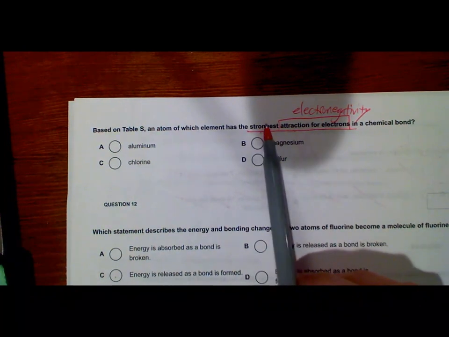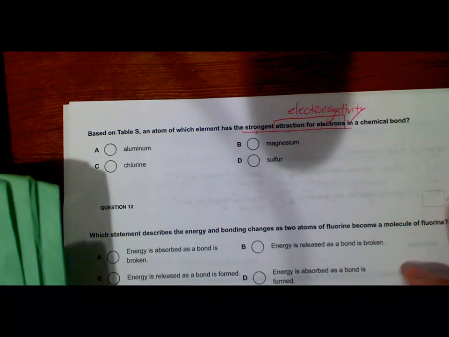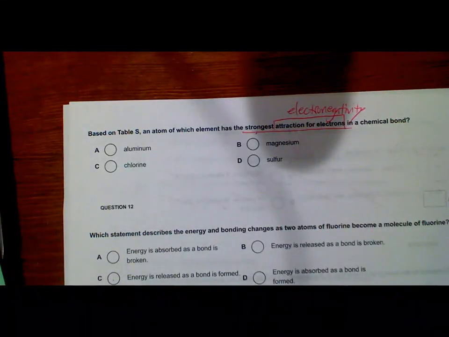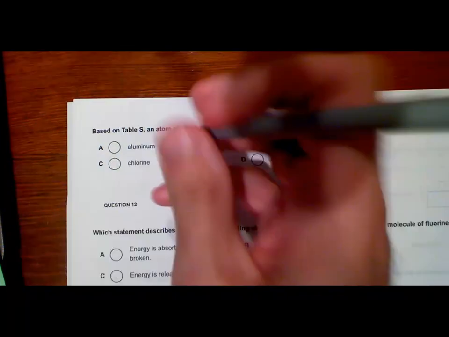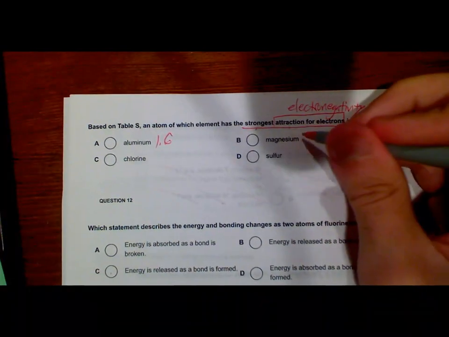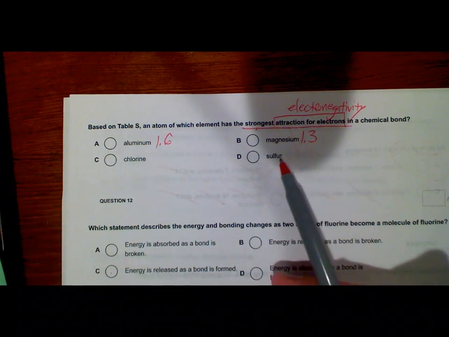So the strongest attraction for electrons means you just have to go to Table S in the reference table and find what the electronegativity is. So I'm just going to go right here. It's Table S, and it's got a whole column for electronegativity. I'm going to look and find this stuff. Aluminum says its electronegativity is 1.6. Magnesium says it's 1.3. And as I'm going through this, you remember that nonmetals want electrons more and metals don't. Metals should have smaller electronegativities. That may help you kind of zero in on a choice.